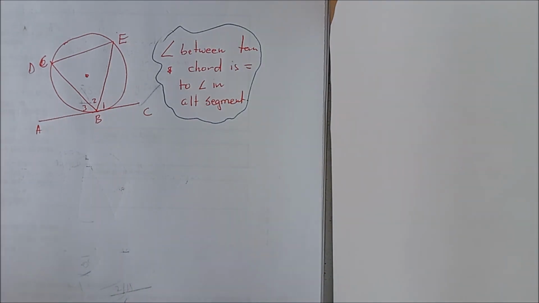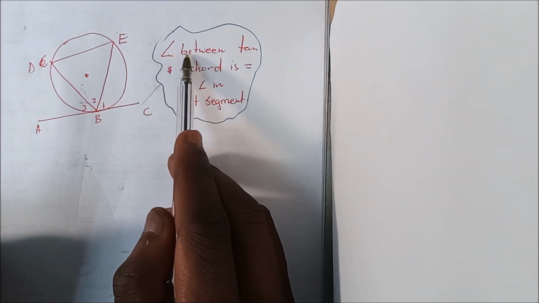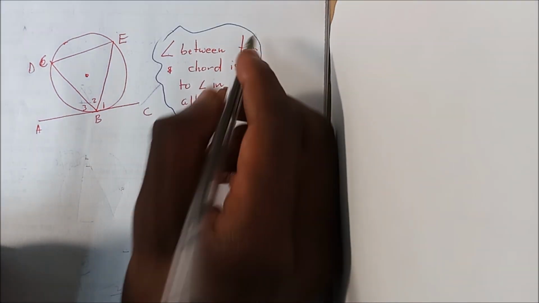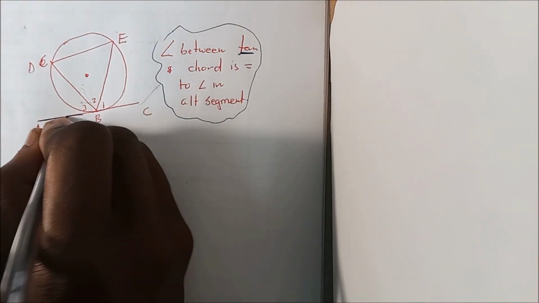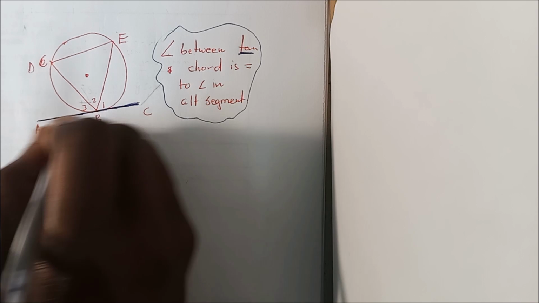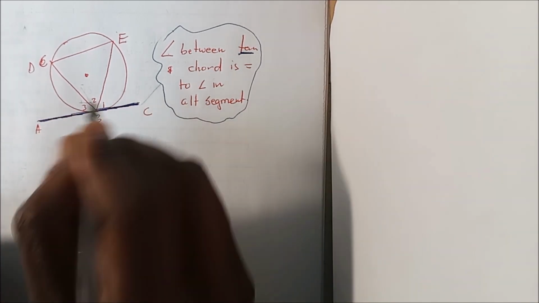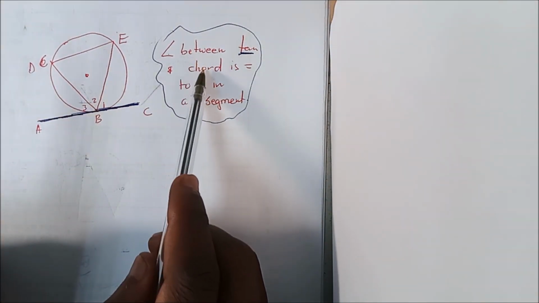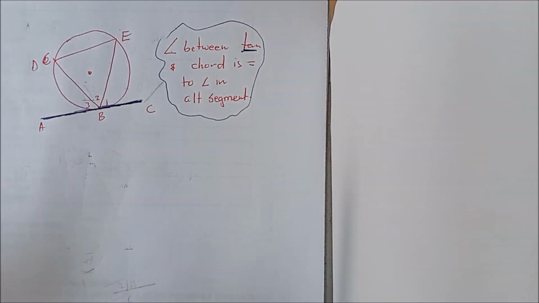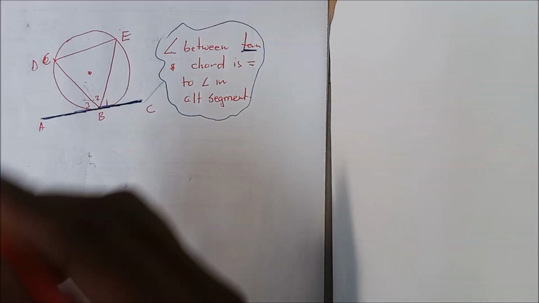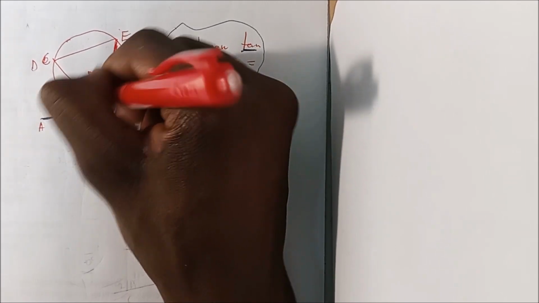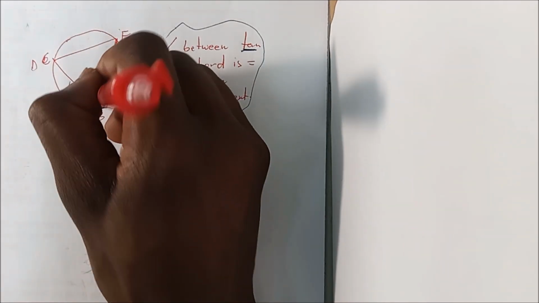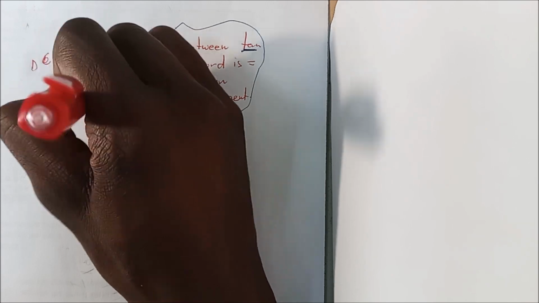So now we have to check. The statement says angle between the tangent. So the tangent will be in blue. They're saying angle between the tangent and the chord. So the chord will be in red, in bold red. I'll just do this. That's the chord. The first chord and then the second chord.